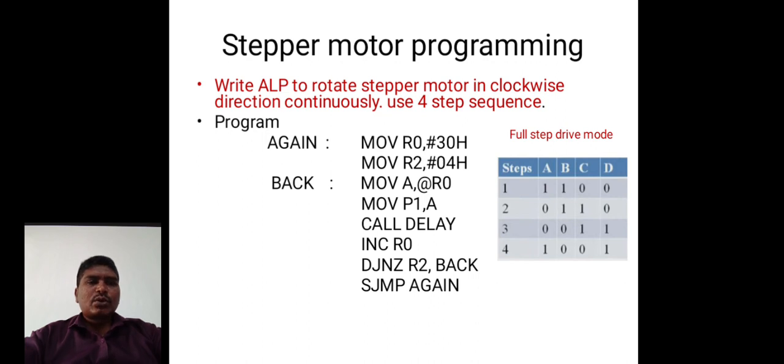Again it goes back and loads the next sequence, that is B1 and C1. In the second step, again it will transfer the accumulator data to port 1 and wait for some time. Similarly we need to execute all the sequences. Once R2 equals 0, that means all the sequences have been transferred.